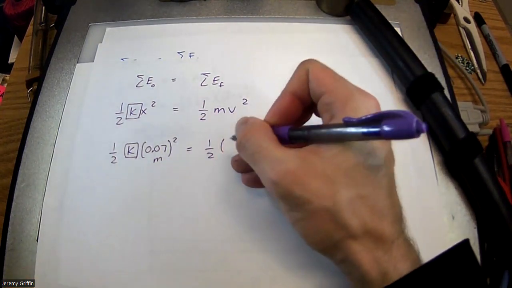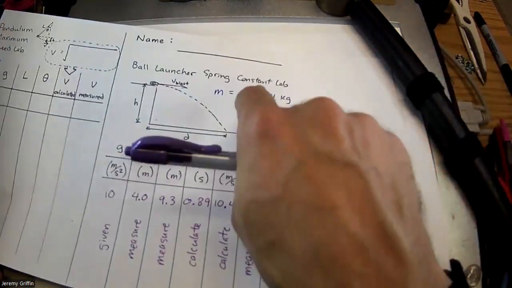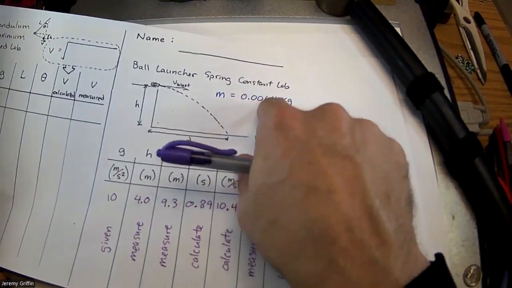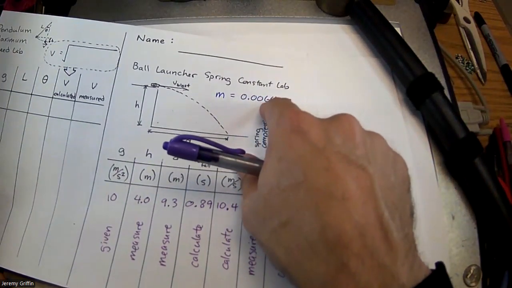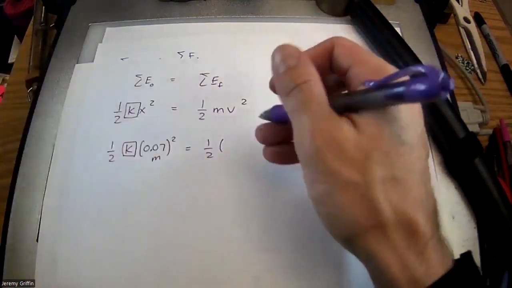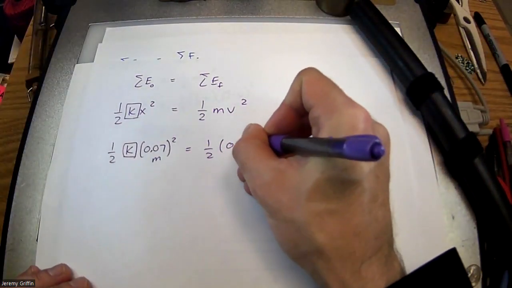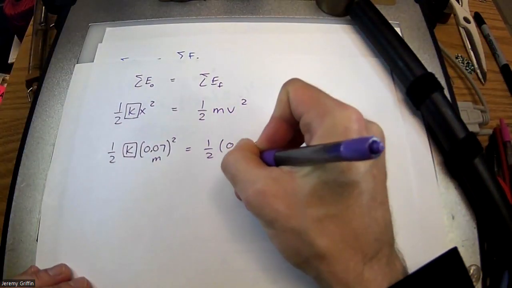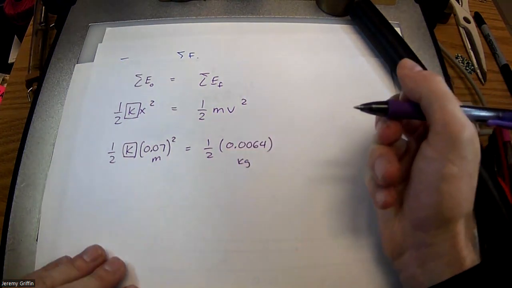The mass of the ball, I went ahead and measured this morning before you guys came and spoke. I got 6.4 grams. So we're going to call that 0.0064 kilograms. Right, just like that.